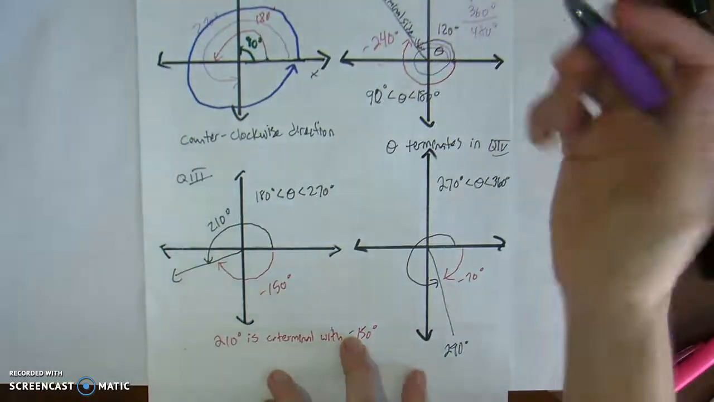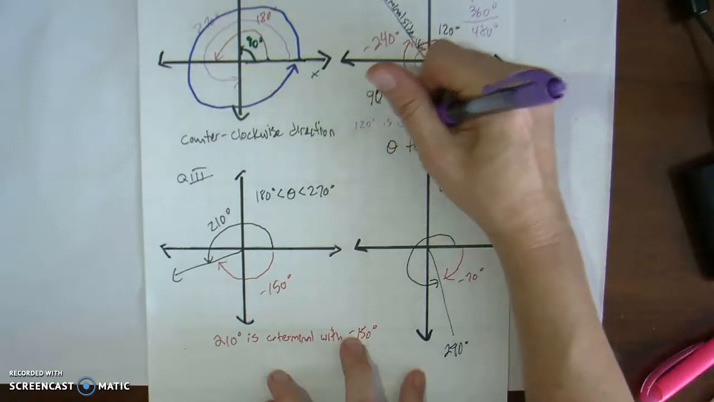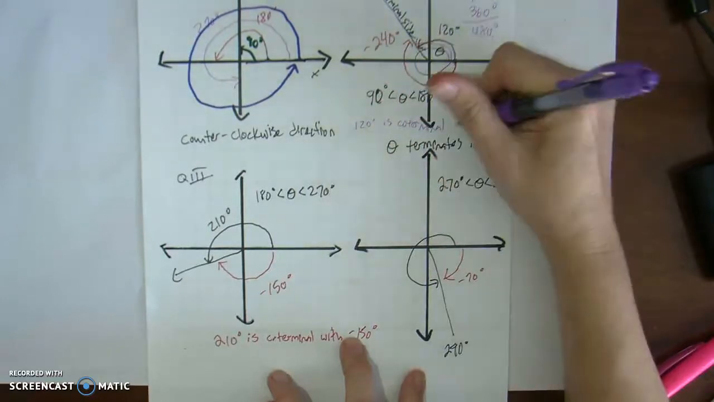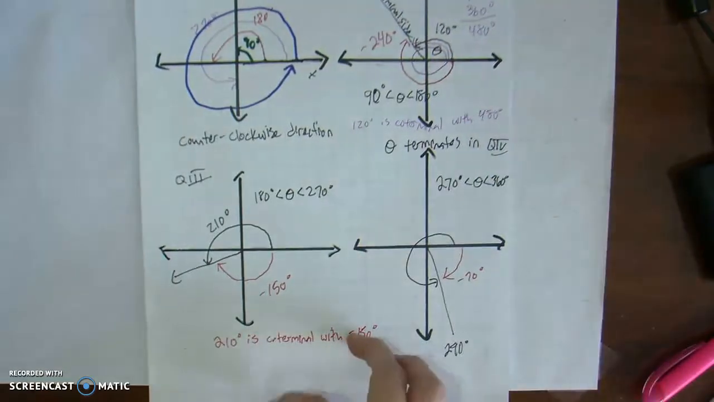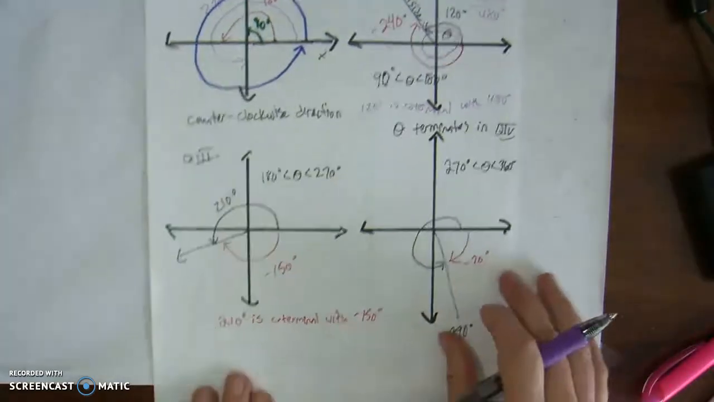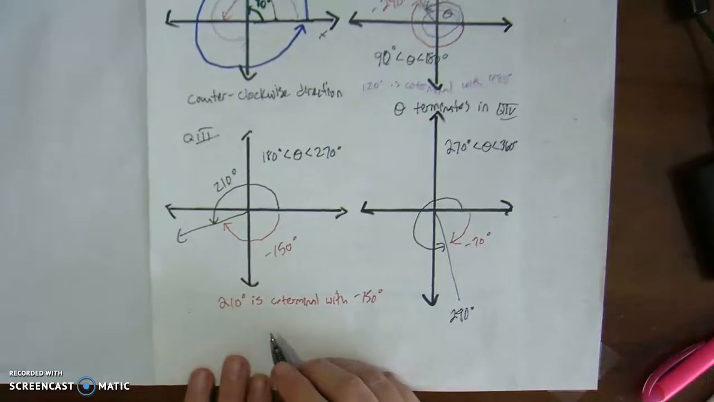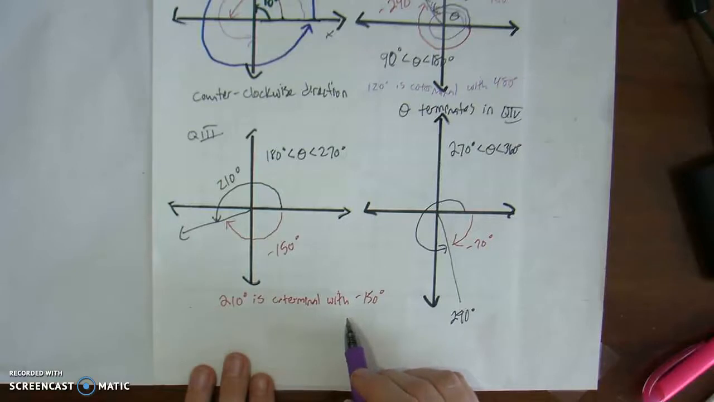And so what we're saying is that 120 degrees is coterminal with 480 degrees. Oh, but it was also coterminal with negative 240 degrees, and it would also be coterminal with 840 degrees. It goes on and on and on how many coterminal angles you have. There are an infinite number of them. So let's go back down to this one here, and let's look at that. We already said that 210 degrees is coterminal with negative 150 degrees.